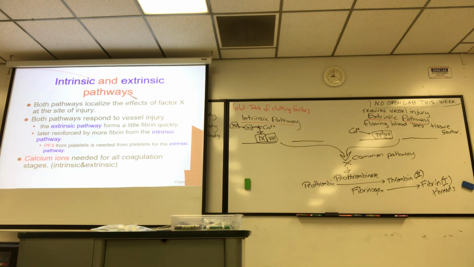Both pathways localize the effects of factor 10 to the site of injury. Both pathways respond to vessel injury. It's just that extrinsic is kind of faster. Also, PF3 is needed for the intrinsic pathway. I haven't added that anywhere on your board notes, so maybe put that in the margin of your notes. PF3, platelet factor 3. I did mention calcium a couple of times. These aren't necessarily clotting factors that get the Roman numerals, but they're important for these pathways.